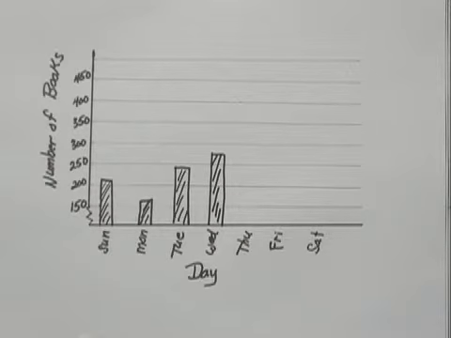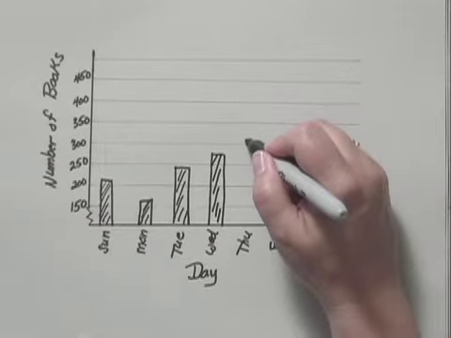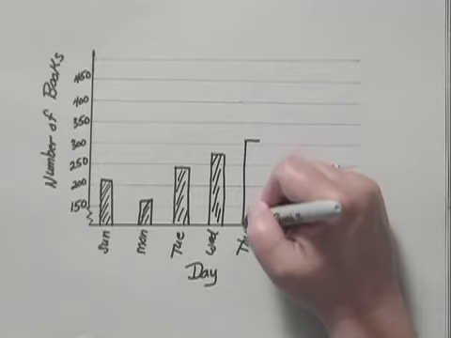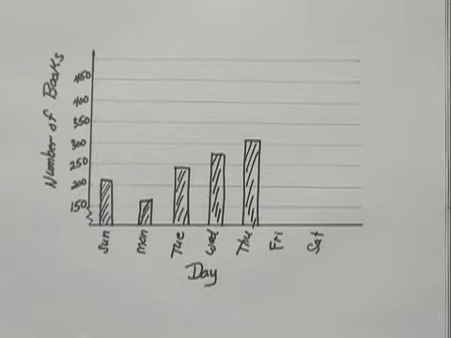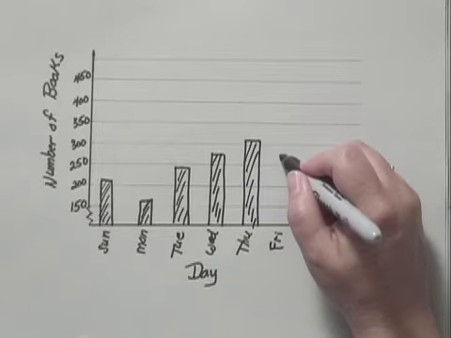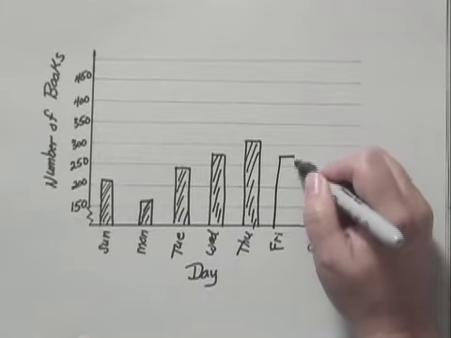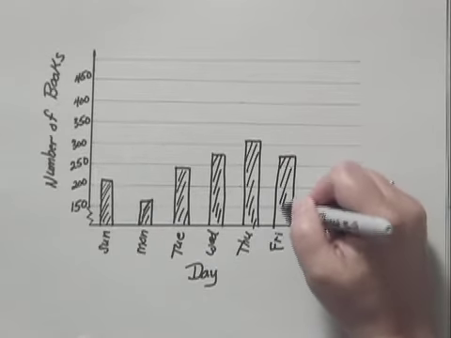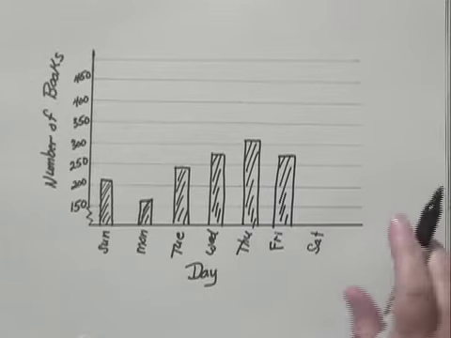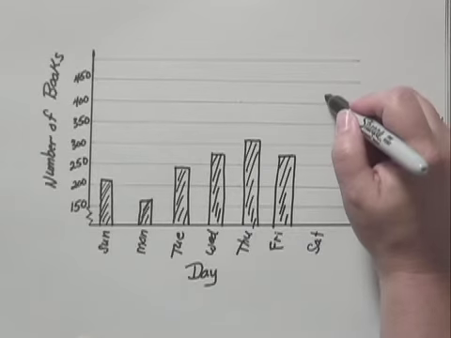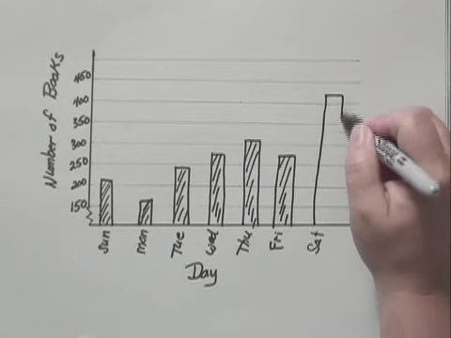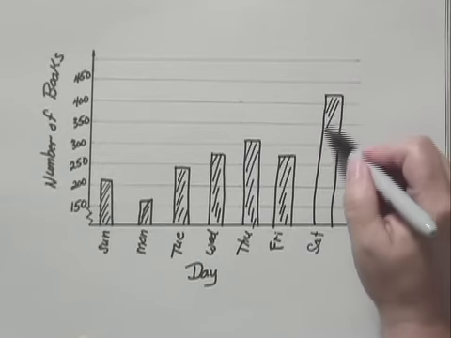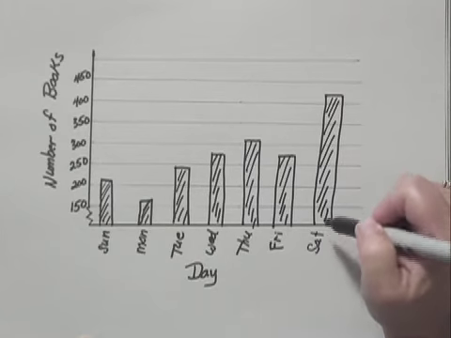On Thursday there were 310, which takes me a little past the 300 line. On Friday 275, which is just between the 300 and 250. And on Saturday 420, that's all the way up past the 400 line. And this is a vertical bar graph of the data.